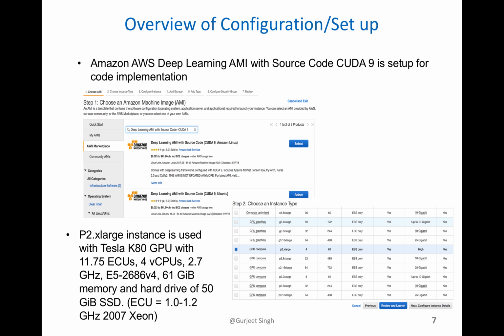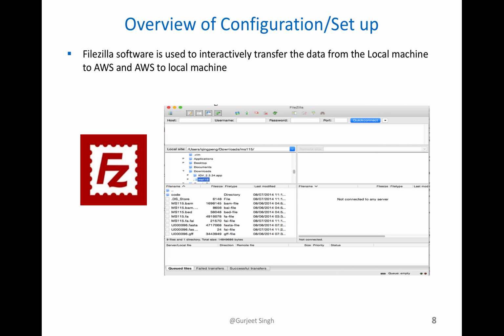One ECU is around 1.2 gigahertz, the 2007 Xeon processor kind of capability. And I've used 61 gigabytes of memory and a hard drive of 50 gigabyte SSD, solid state drive. And here's an overview of the FileZilla software which I use to transfer my data.